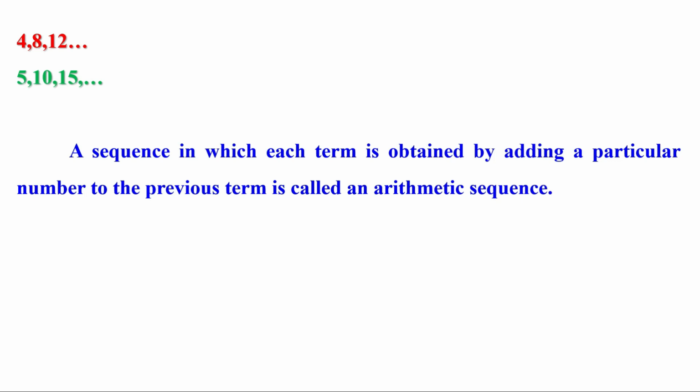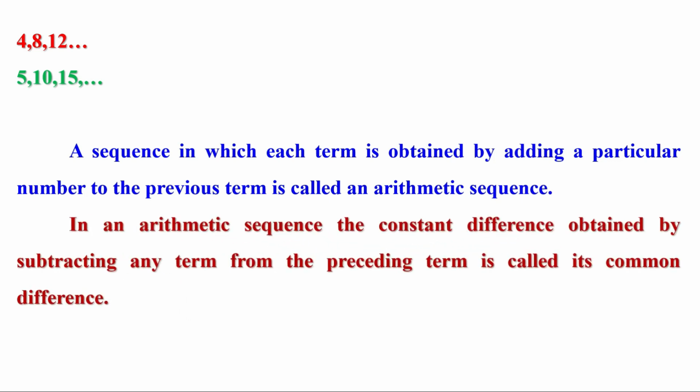Now, if you subtract 9th term from 10th term, it is again common difference. So, you can find common difference by subtracting a term from the term just preceding it. Or we can say, in an arithmetic sequence, the constant difference obtained by subtracting any term from the preceding term is called its common difference. The difference is always same or common.